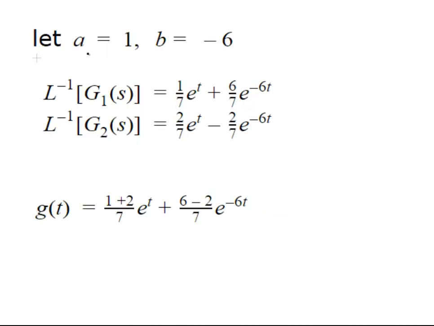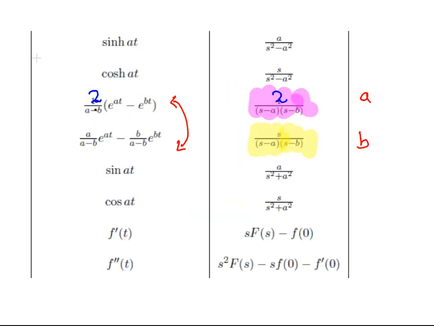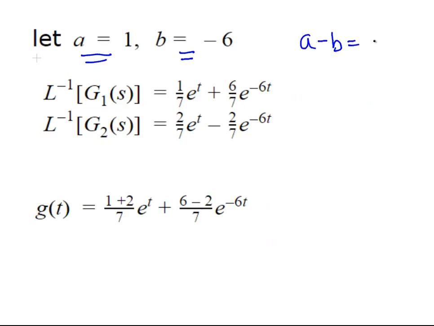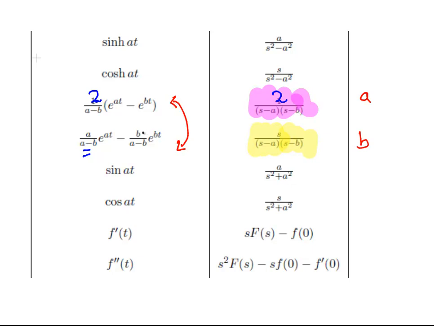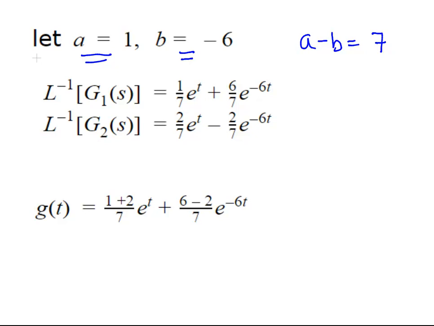So let a equal 1, b equal to minus 6. Now there's a term here, a minus b, and a minus b is equal to 7. So I'm just going to sub in the values here. 1 over a minus b, a over a minus b times e to the at, plus minus b is minus 6, so that's plus 6. Plus 6 over a minus b times e to the minus 6t.